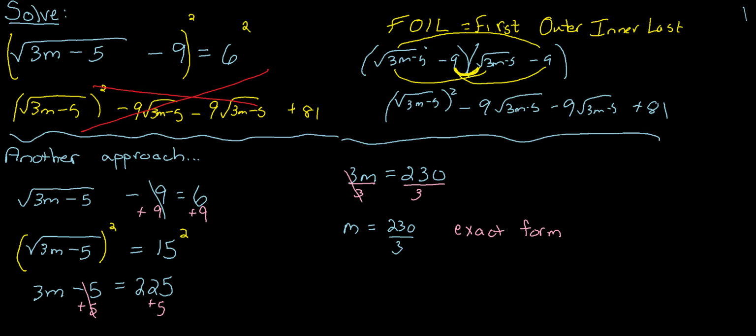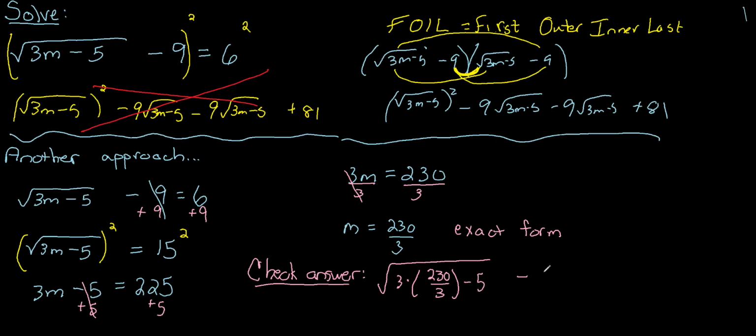And the thing I'm going to do at this point is go ahead and check my work. And the reason that it's important to check the answer is because we went in here and squared. So sometimes you can introduce extraneous roots because we squared the radical here. And so it's always good to just check the work. So to check the work, I'm going to plug that answer back in. I had in my original problem 3 times m, which I'm thinking is 230 divided by 3. So I'll plug that in. Minus 5, minus 9 off the back end, and I want to know if that's going to equal 6.